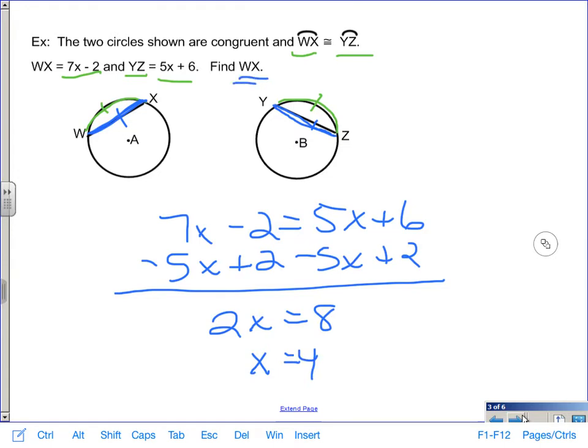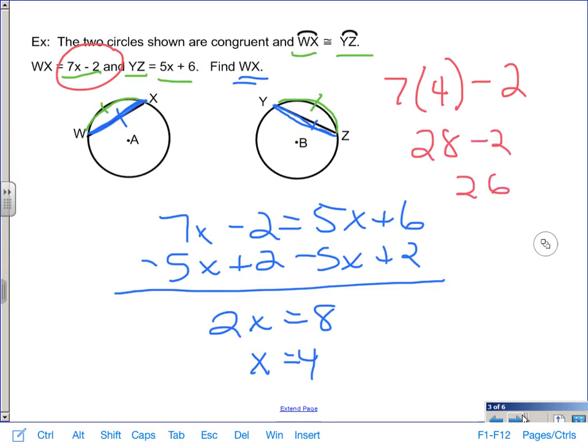They want me to find WX, so I'm going to substitute it into this expression. But we know it wouldn't matter which expression we substitute it into because they're congruent. So I get 28 minus 2, 26. So the answer would be WX equals 26.